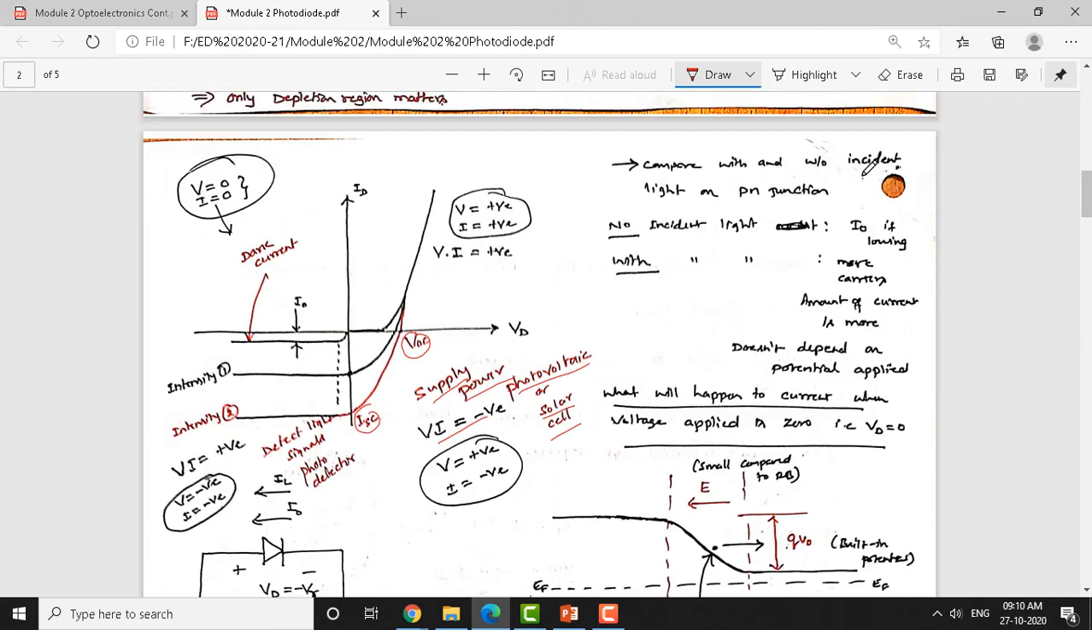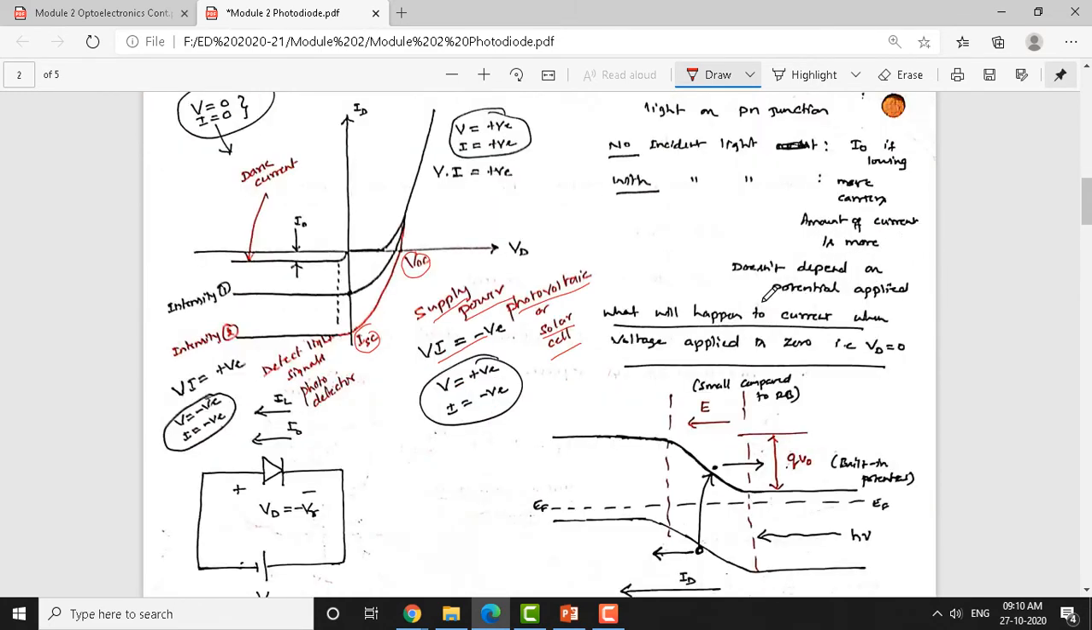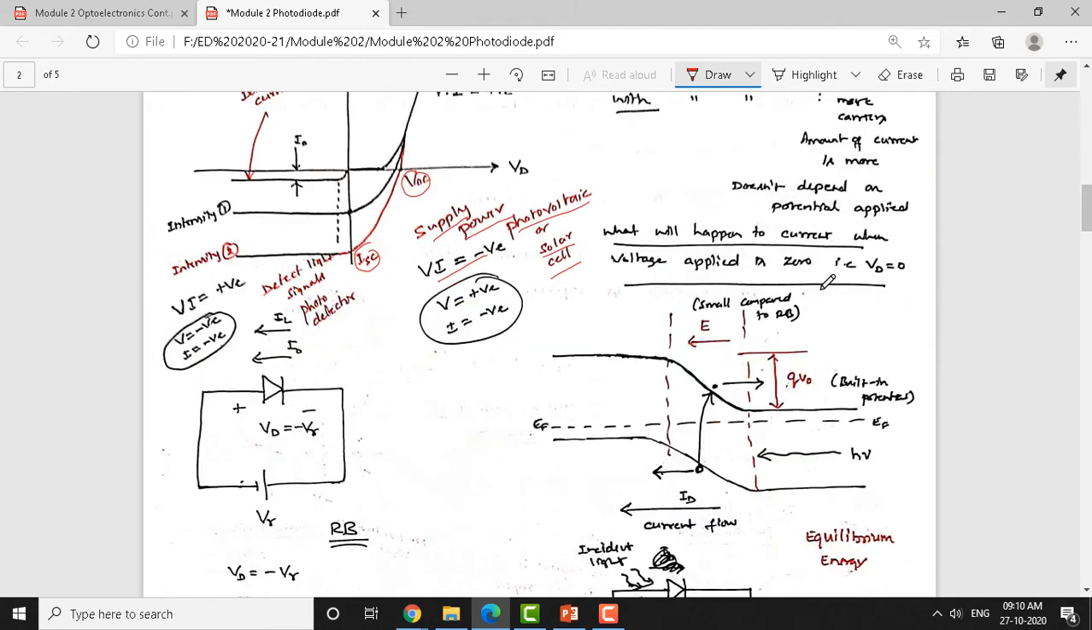Compare with and without incident light on a PN junction. Without light, we have already seen that dark current flows, with no incident light. So there is I naught flowing. This is due to the reverse saturation current caused by the minority carriers. With incident light, more electron hole pairs are generated, so the amount of carriers is more. It does not depend on the potential applied, and the current keeps increasing because more and more electron hole pairs are generated.